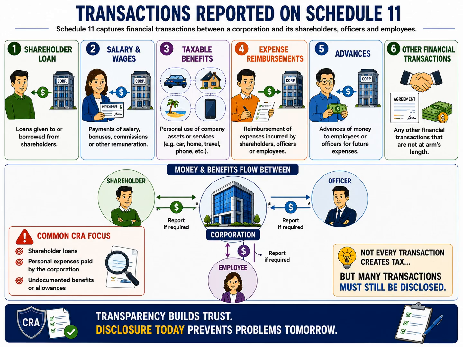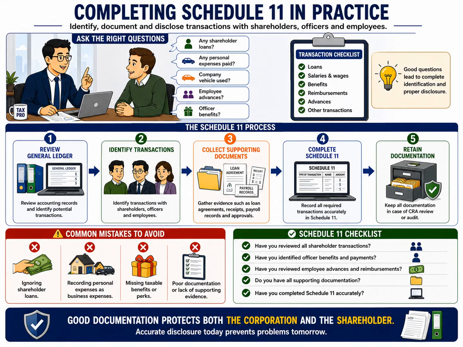The key takeaway is simple. Not every transaction creates additional tax, but many transactions still require disclosure. Accurate reporting and proper documentation demonstrate transparency and help ensure the corporation remains compliant with CRA requirements. Completing Schedule 11 begins with a careful review of the corporation's accounting records. Before filling in the schedule, you need to identify every financial transaction involving shareholders, officers, and employees that may require disclosure. A good starting point is the general ledger.